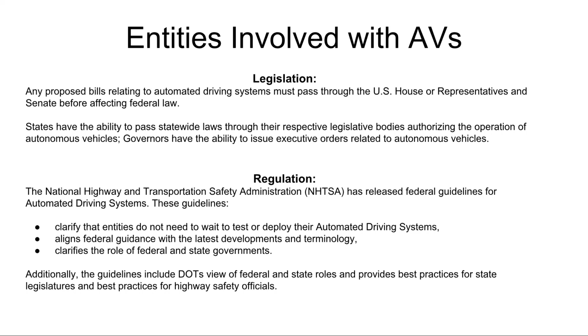The second entity is regulation. The National Highway and Transportation Safety Administration has released federal guidelines for automated driving systems. These guidelines: clarify that entities do not need to wait to test or deploy their automated driving systems, align federal guidance with the latest developments and terminology, and clarify the role of federal and state governments. Additionally, these guidelines include DOT's view of federal and state roles and provide best practices for state legislators and best practices for highway safety officials.